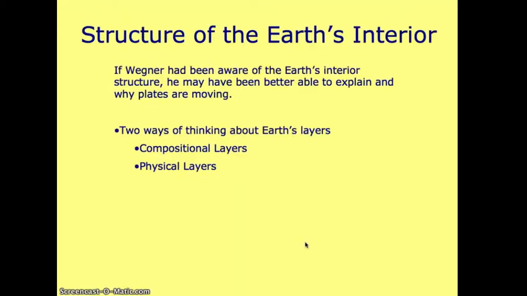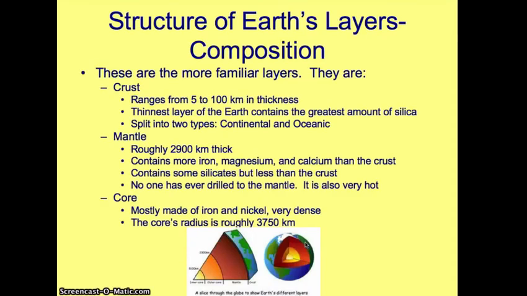So in addition to this, we also have to be aware of the interior structure of the Earth. If Wegener had been aware of the internal structure of the Earth, he may have been able to better explain why plates moved. So there are two ways of thinking about the Earth's layers. The first is the compositional layers, and the second is the physical layers. The first is the familiar layers. These are based on composition.